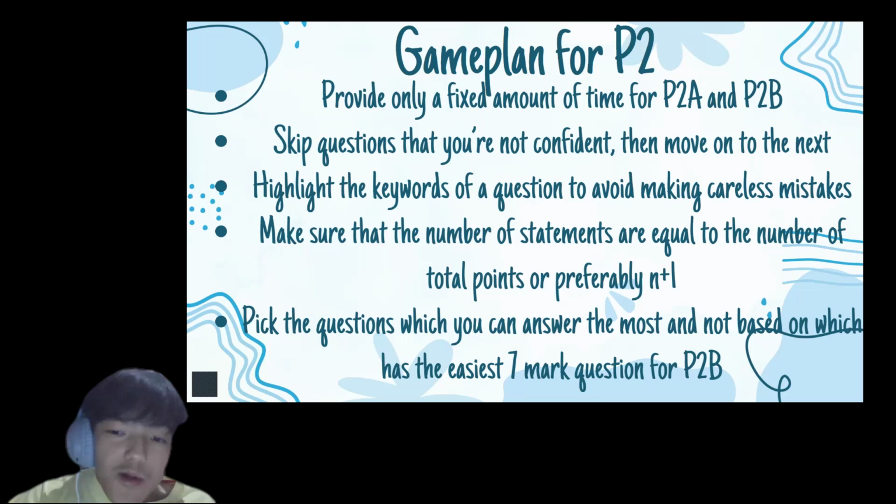Make sure that the number of statements you write is equal to the number of total points or one additionally. And when you're doing paper 2B, pick the questions in which you can answer most of the sub questions, and not just based on which question has the easiest 7 mark question, because it doesn't matter if you get all the 7 marks but then lose 8 marks on the other two sub questions. So it's better to do all. And besides, you get a few marks for just writing definitions and some keywords in the 7 marks. So it's best to pick questions based on which ones you can do the most.